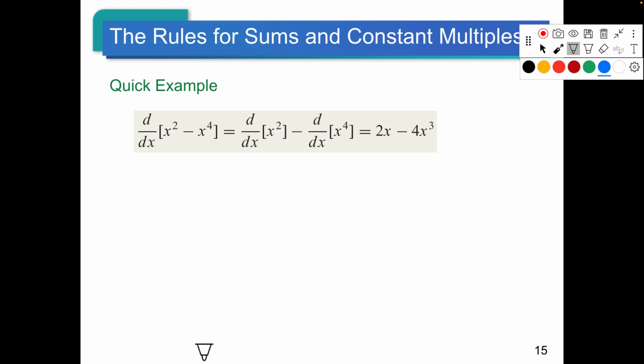So again, they throw the notation back and forth. We also could have written this as f of x equals x squared minus x to the fourth, but I like to do it this way because then I just write it right underneath, and it tends to make more sense. 2x to the 1 minus 4x to the third.